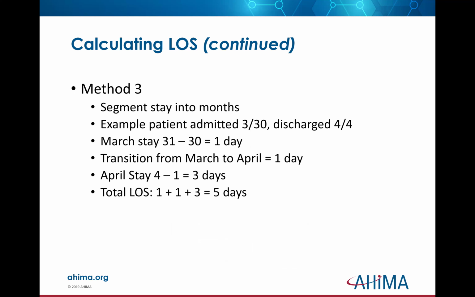Sometimes we'll have these segments go into months, right? So basically we transition from this and we calculate the month. So if somebody's discharged on the 4th, right, they were admitted on the 30th, the number of days that they have in April is 3. They have 1 March day from March 30th to the 31st, so it's a total of 5 days.